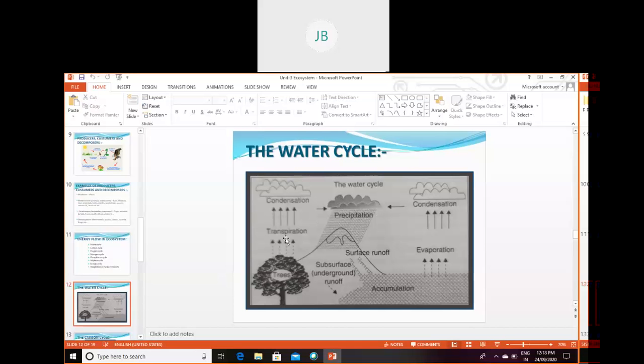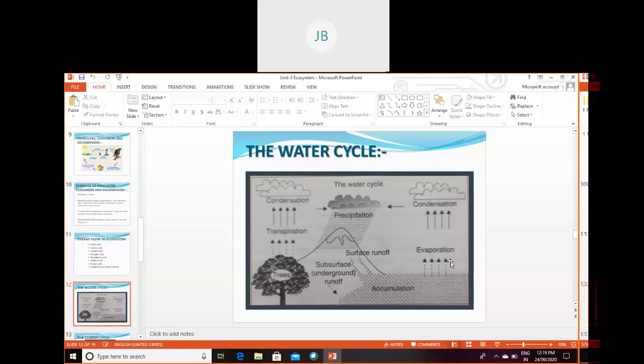Although through this cycle water circulates in the atmosphere or in the environment, the natural process of the water cycle also removes impurities from water. During this water cycle, there is a removal of impurities from water. Okay, so this is about the water cycle.